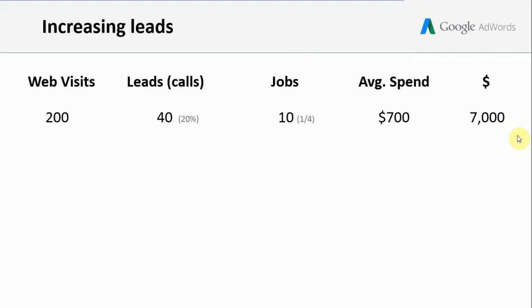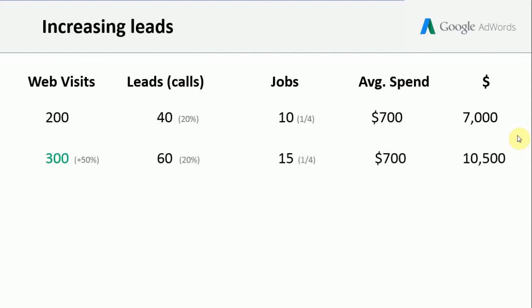We're not going to be talking about increasing your hit rate or increasing your average spend. We're going to be talking about increasing the web visits for the same amount of money and increasing the amount of leads or calls you get from those web visits. So if we just increase one statistic, the amount of web visits, by 50%, which is very, very easily done. You can do that without spending any more money, just following instructions in probably video 1, not even video 2. If you were to add video 2, you'd probably double the amount of web visits you got for the same amount of money. And you'd increase your leads to 60, still a 20% conversion rate.